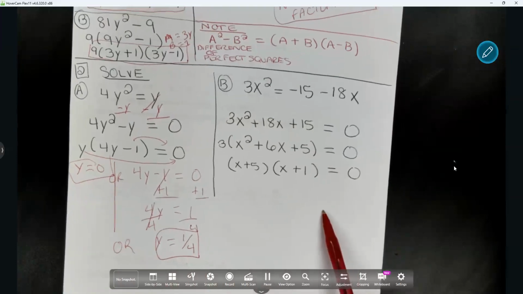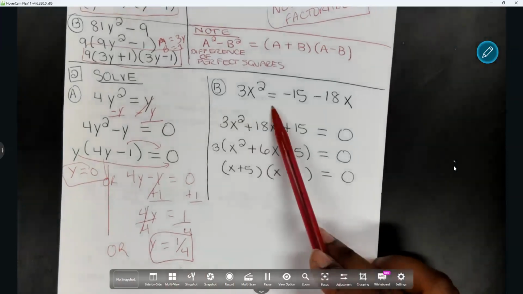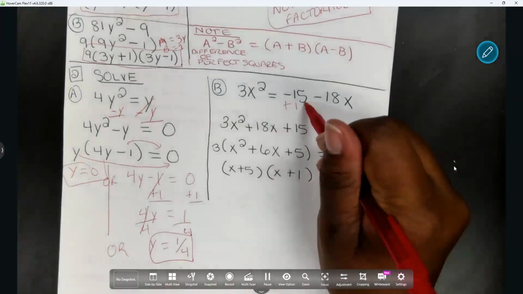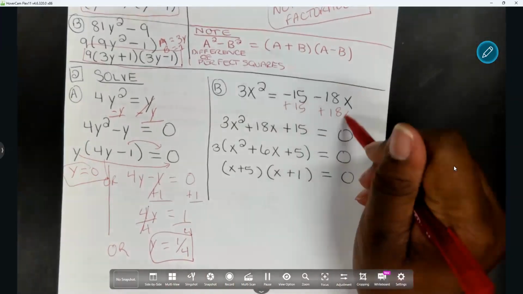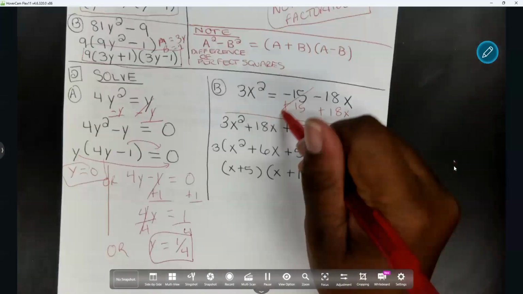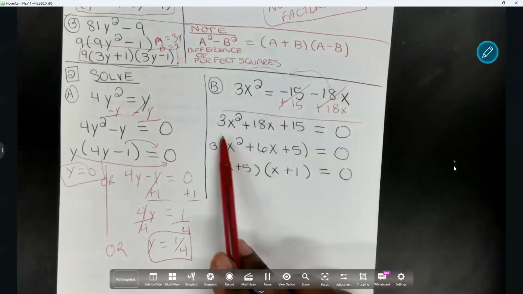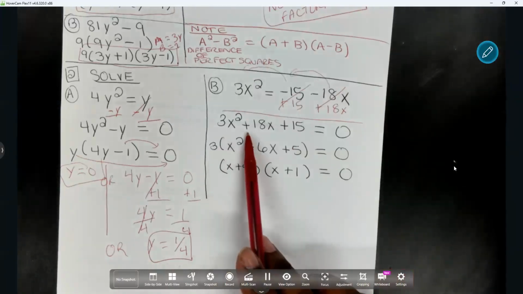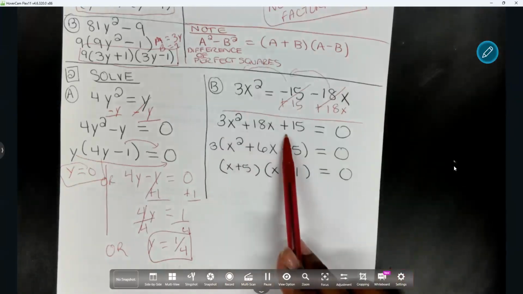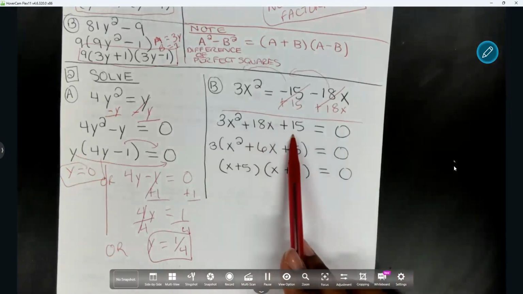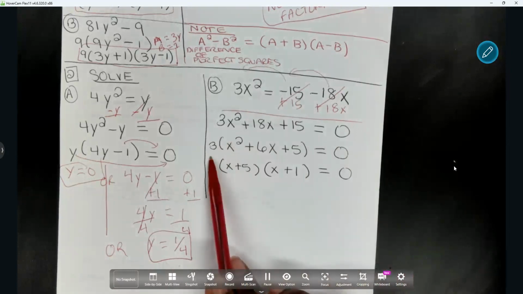For letter B, we have 3x squared equals negative 15 minus 18x. So first we want to add that 15 and add that 18x to both sides of the equation. So we carry them over to the left side. That leaves us with 3x squared plus 18x plus 15 equals 0. We can factor 3 from each of these terms. So we factored out 3.